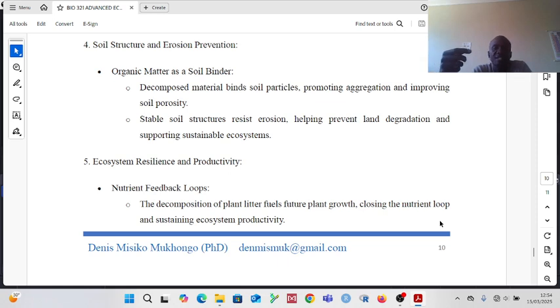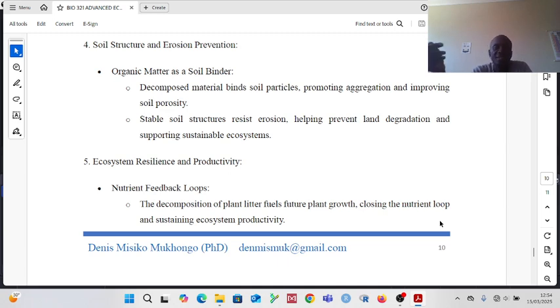So it means when you are breaking down a plant through decomposition, through litter decomposition, because it's the dead part of a plant which we are now calling litter, which is being broken down, and that's what we are calling litter decomposition. So by breaking down that dead plant part, you end up creating what the plant needs to grow.